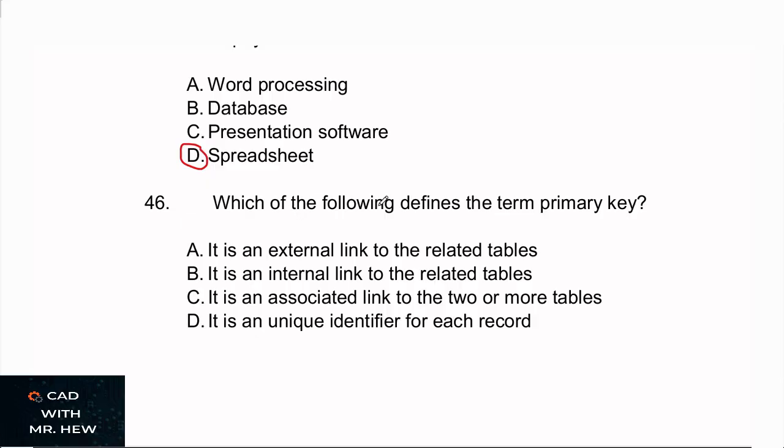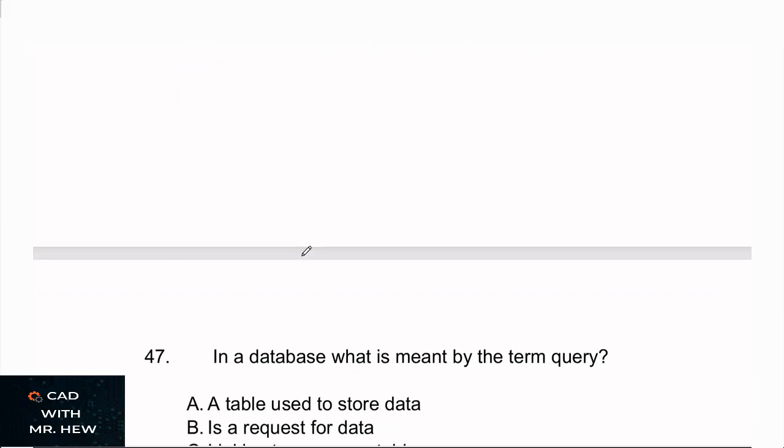46. Which of the following defines the term primary key? A. It is an external link to related tables. B. It is an internal link to related tables. C. It is an associated link to two tables or more. D. It is a unique identifier for each record. The correct answer is D.